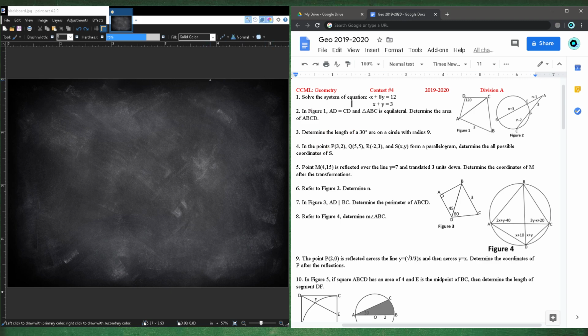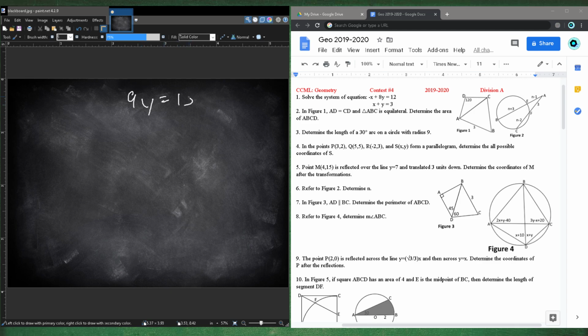Number one: solve the system of equations negative x plus 8y equals 12 and x plus y equals 3. To solve this, just use elimination. Add those two equations together, that makes 9y equal to 15. So y is equal to 15 divided by 9, which is 5 over 3.